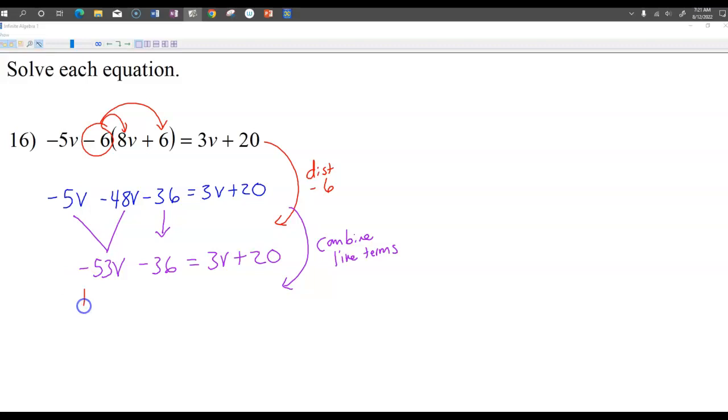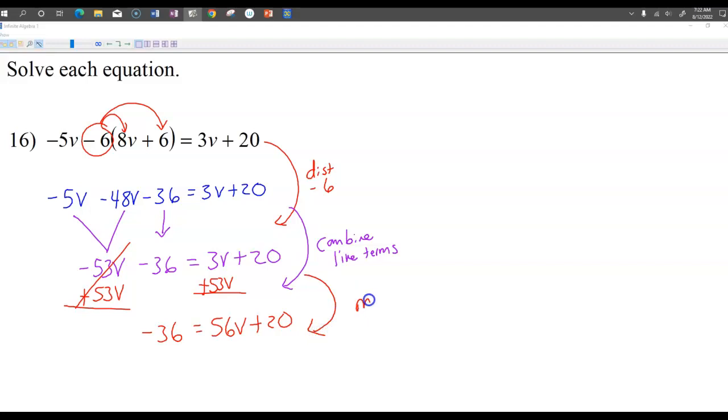Since it's a negative, we're going to add 53v on both sides. Notice that I put the 53 under the 3v because those are like terms. So those go away now. And I've got negative 36 is equal to 56v plus 20. At that point, you should have a two-step equation.